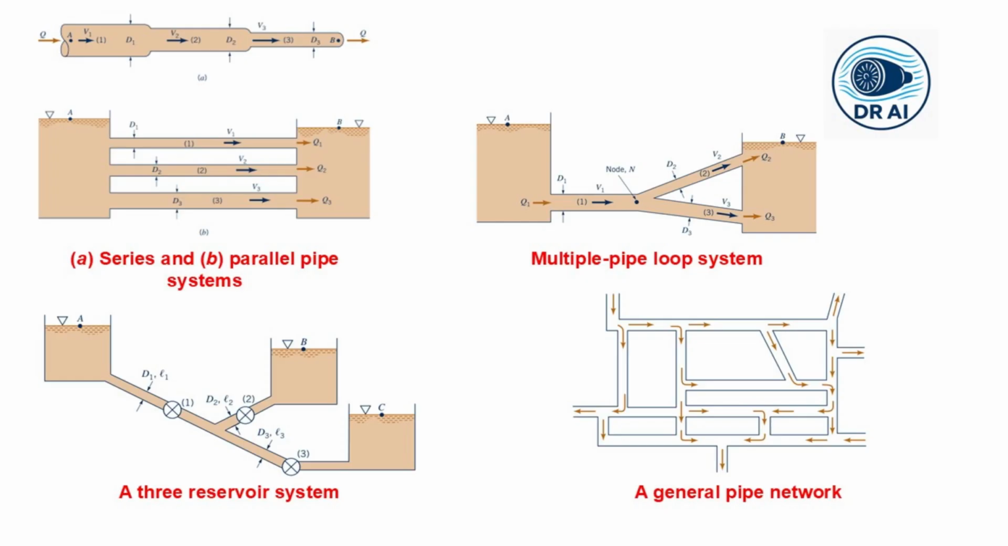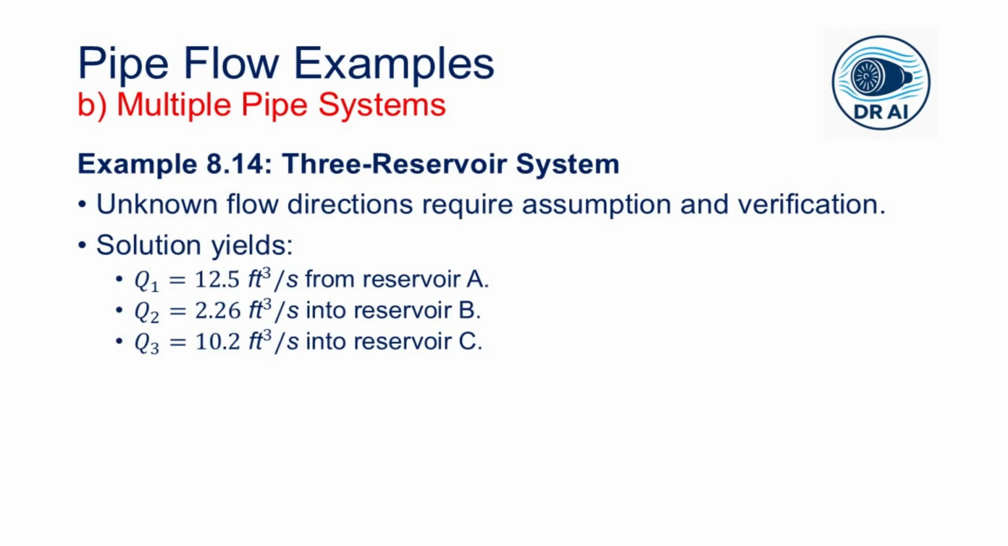The challenge here is that you don't even know which direction the flow is going in the pipe connected to the middle reservoir B. Is water flowing into reservoir B, or is it flowing out of it? You don't know. It depends upon the elevation of the junction point, which is not given directly here but is determined by the flow. The solution procedure requires an assumption.